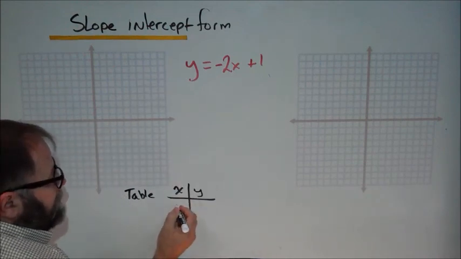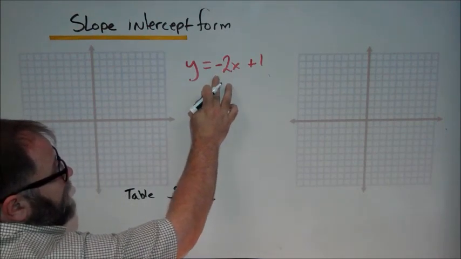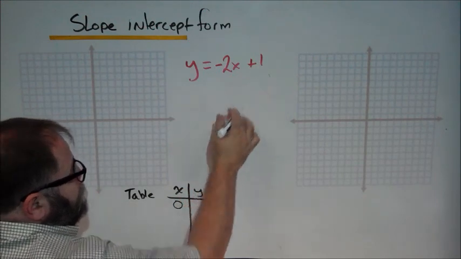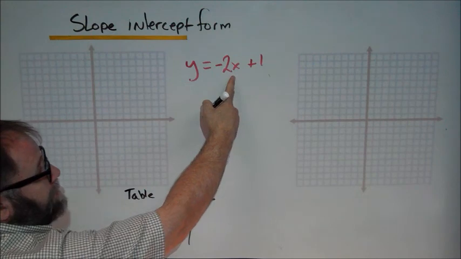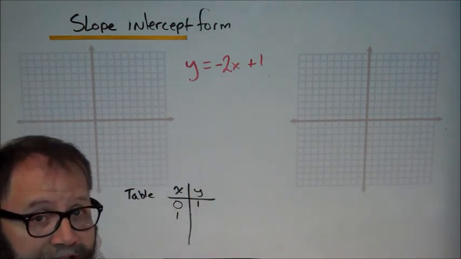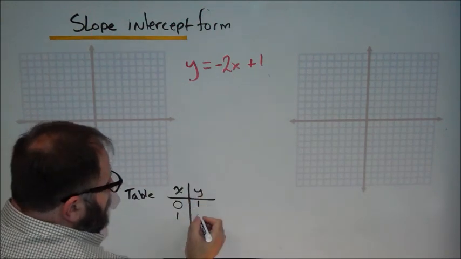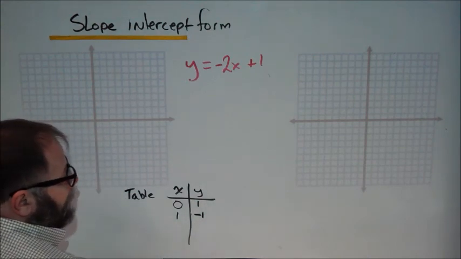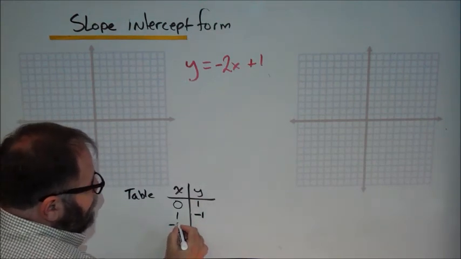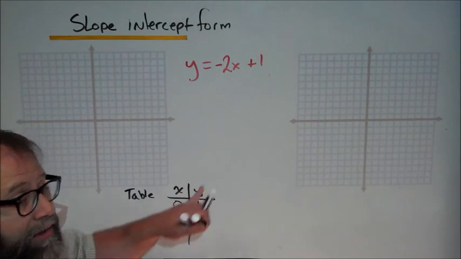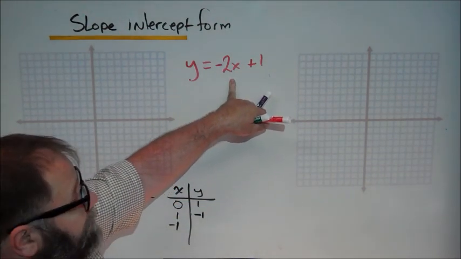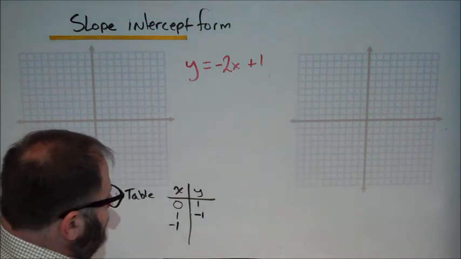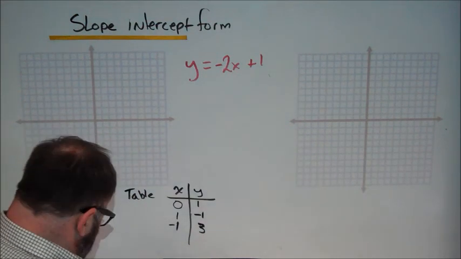So if I put 0 in for x, -2 times 0 is 0, plus 1 is 1. If I put 1 in for x, 1 times -2 is -2, -2 plus 1 is -1. If I put -1 in for x, -1 times -2 is +2, 2 plus 1 is 3. And then I can just graph these 3.